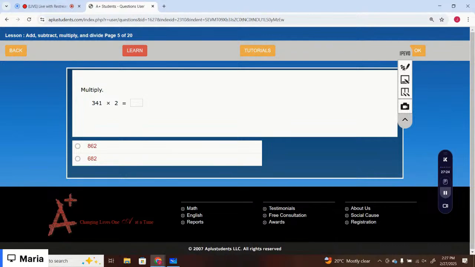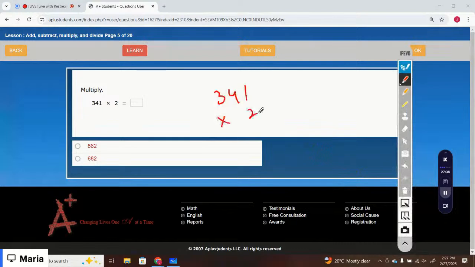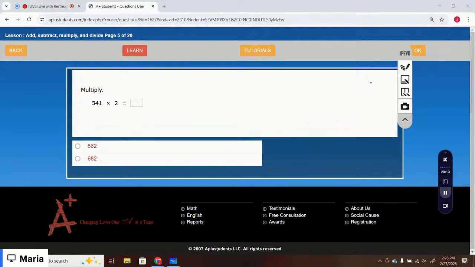341 times 2. 2 times 1 is 2. 2 times 4 is 8 and 2 times 3. That is 682. Option number 2 is the correct option.